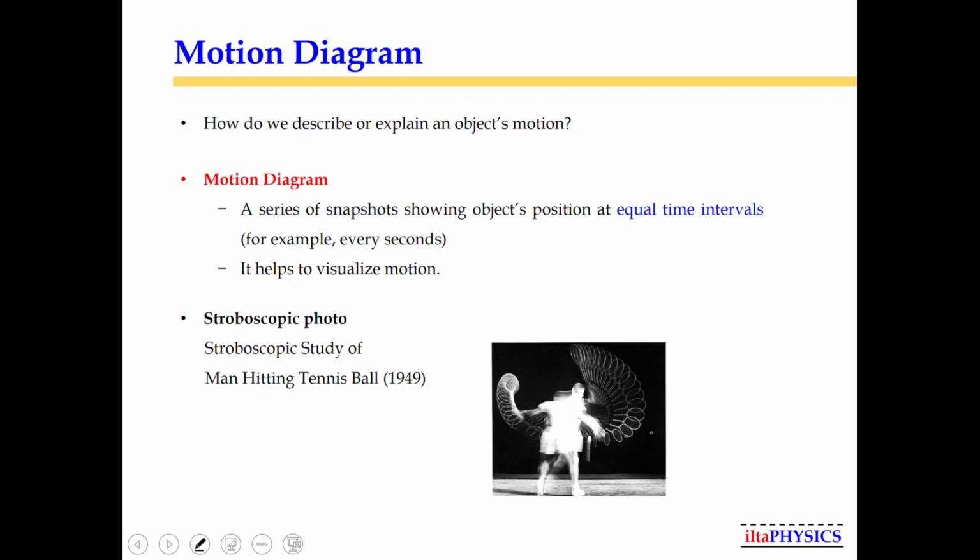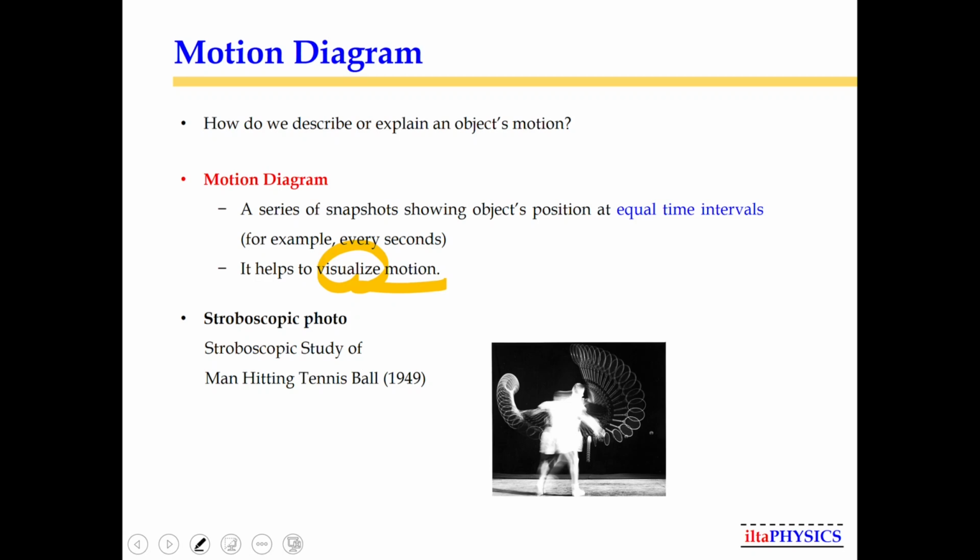It's called a motion diagram. A motion diagram is like a sequence of snapshots showing an object's position at equal time intervals. For example, it's like taking a series of photos of a moving object every second. Motion diagrams help us visualize and represent motion very effectively.